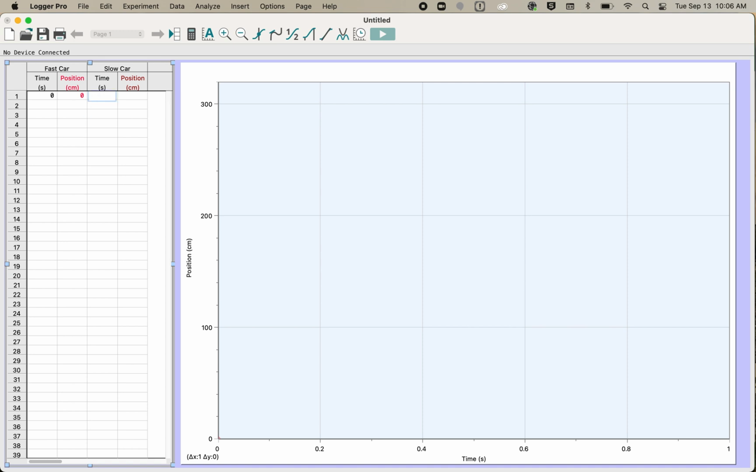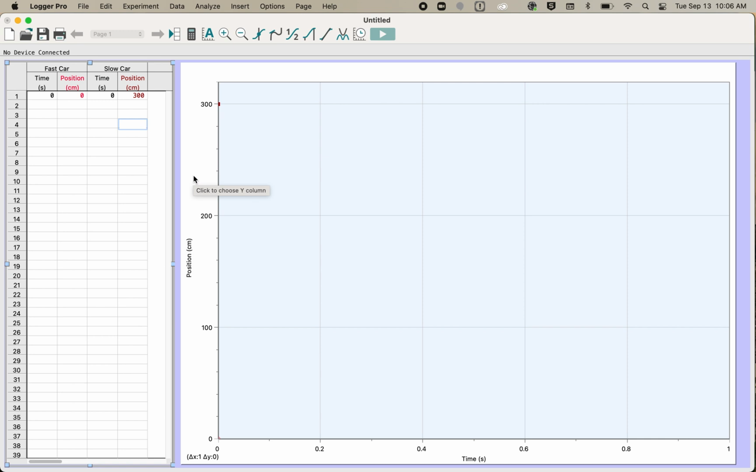Now, at 0 seconds for the slow car, we have to ask ourselves how far apart these cars are to begin with. We're told that they need to be 3 meters apart. My graph is in centimeters, so 3 meters is 300 centimeters. So if I plot a point at 0, 0 to represent my fast car, and 0, 300 to represent my slow car, what we have just shown is that they are 3 meters or 300 centimeters apart at time equals 0, when I have yet to actually start this exercise.